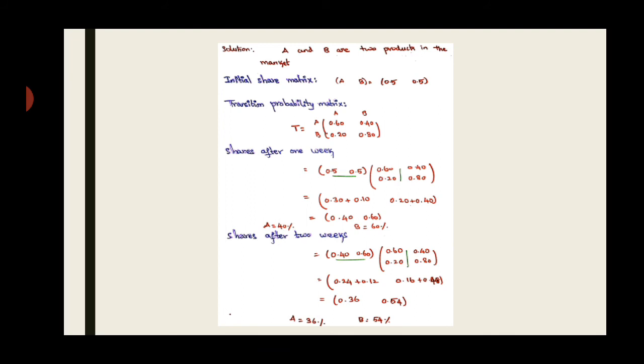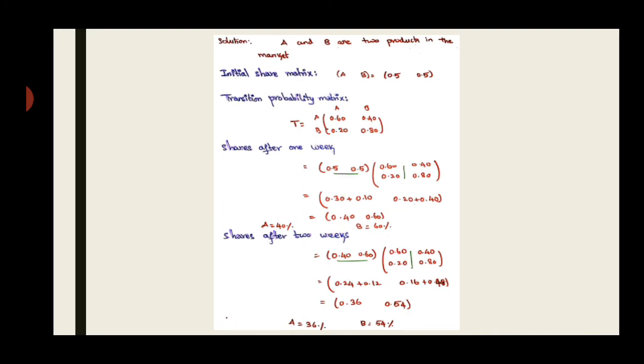I take the first row 0.5, 0.5, and I multiply it with the first column of the T matrix. So I get 0.30 plus 0.10. Then when I take the 0.5, 0.5 row and the second column in the T matrix, I get 0.20 plus 0.40. So when I solve, I get 0.40 and 0.60. That means A is 40% and B is 60% at the end of 1 week.